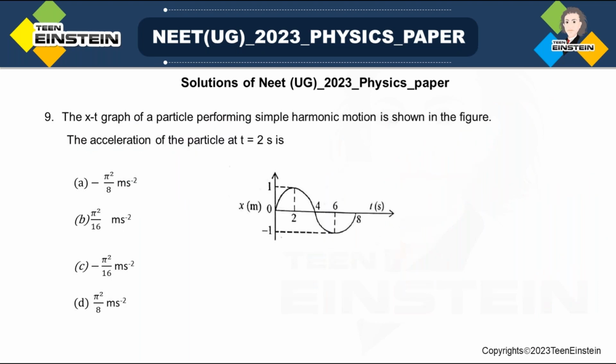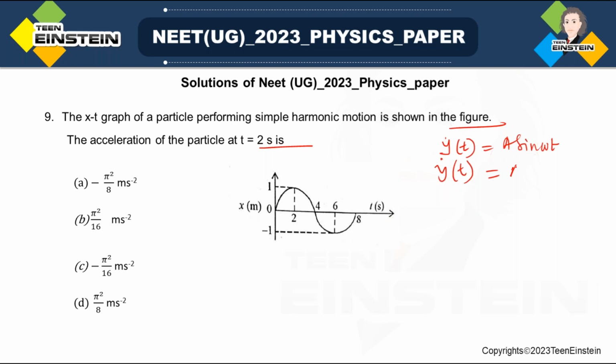So the last question for today's session is this: the x-t graph of a particle performing simple harmonic motion is shown in the figure. The acceleration of the particle at 2 seconds is. See, this is a simple harmonic oscillator. You can just take the displacement as A sin omega t, then take the double derivative to find the acceleration.